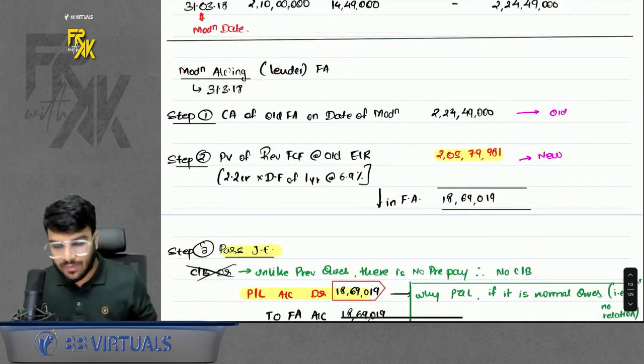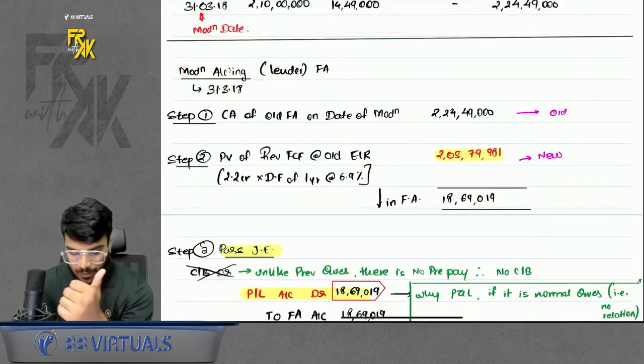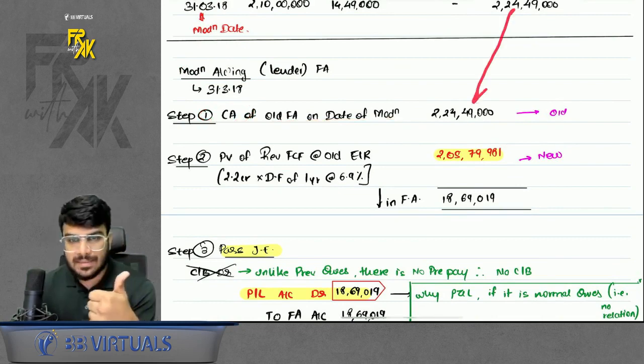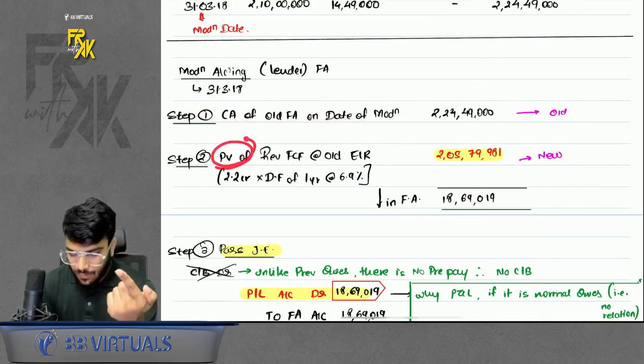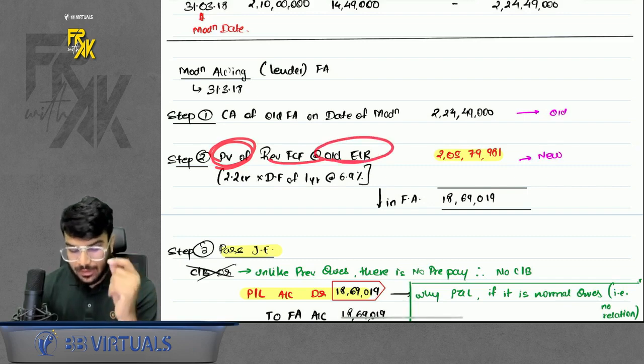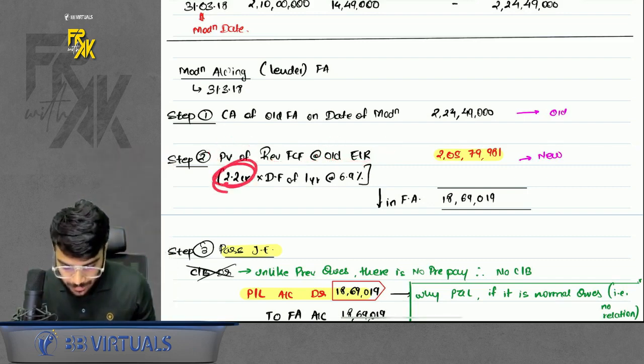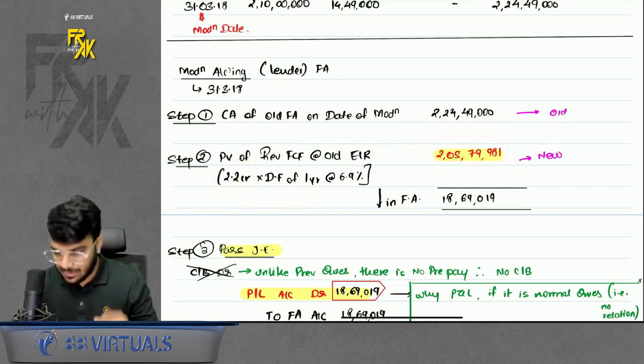How will you do the modification accounting? Follow the steps. First step, finding the carrying amount of the old financial asset through the previous LAT. Second, present value of the revised FCF at the old EIR. The revised cash flow was reduced from 2.4 to 2.2. So take the 2.2 cash flow and find the present value. You get this amount.